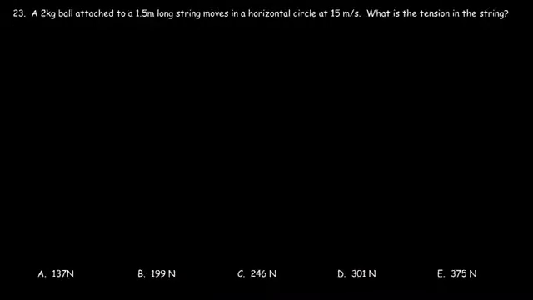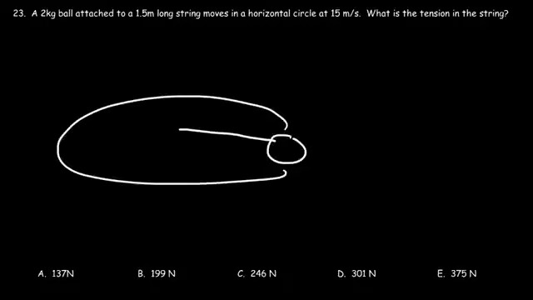Number 23. A 2-kilogram ball attached to a 1.5 meter long string moves in a horizontal circle at 15 meters per second. What is the tension in the string? So let's draw a picture. So here's the string, and here's the ball, and it moves in a nearly horizontal circle.